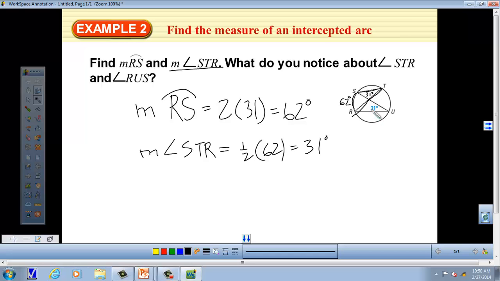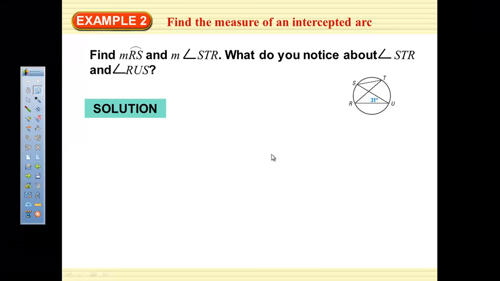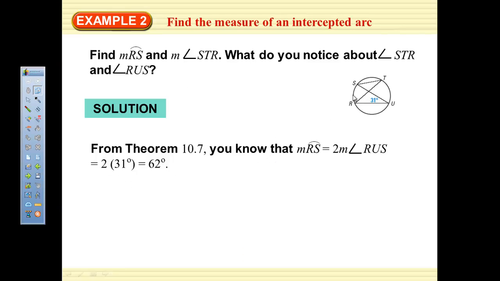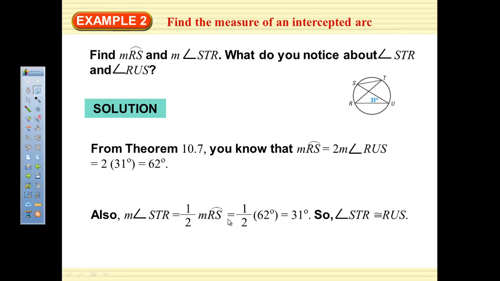Now what you notice, hopefully, is that first of all, these two angles are equal. And the reason these two angles are equal is because they intercept the same arc. So if two angles intercept the same arc, they end up being equal to each other. This is 62, that's half of 62. This is also half of 62 because, again, this arc is intercepted by both STR and SUR. So we've got 2 times 31 gives us 62 for SR. Half of RS gives me 31, so those two are congruent.